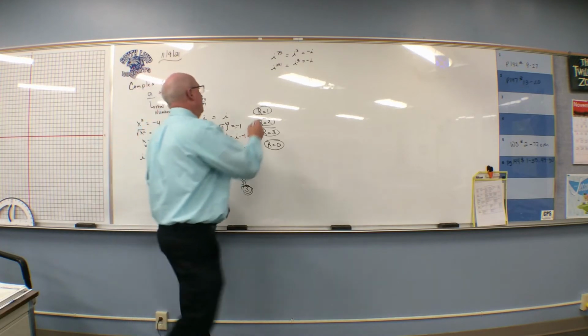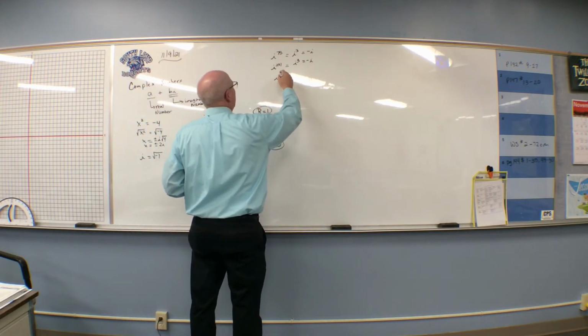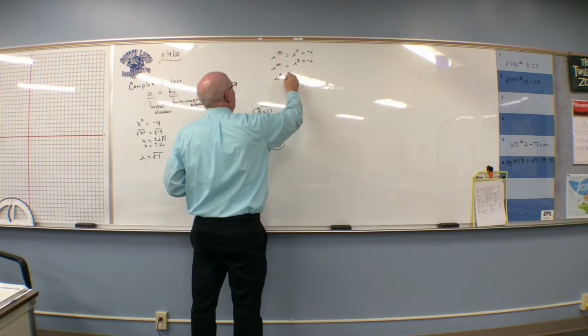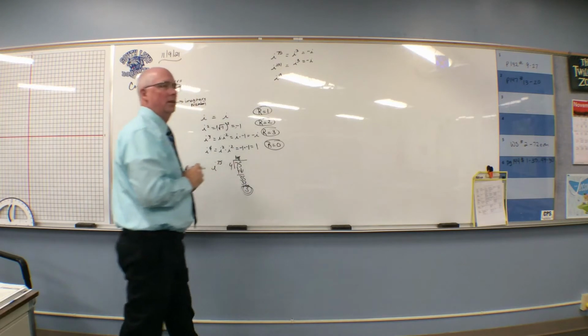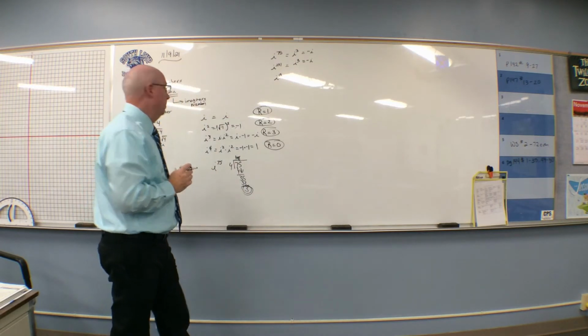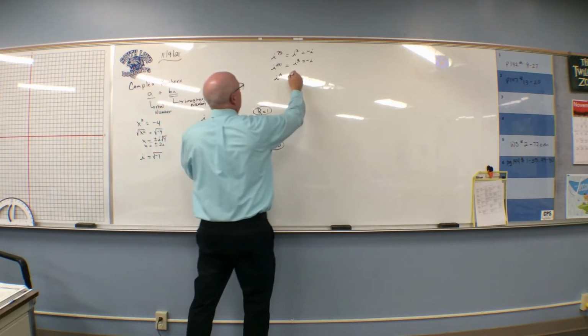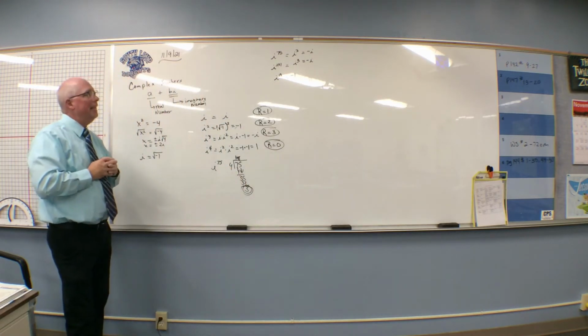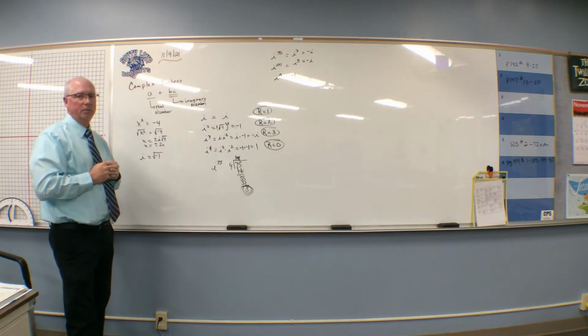So let me do another one. Let's say I did i to the 18th. 18 divided by 4 is 4 with a remainder of 2. So my answer is a negative 1. And so you're going to have one of these 4 answers anytime you have i to a power.